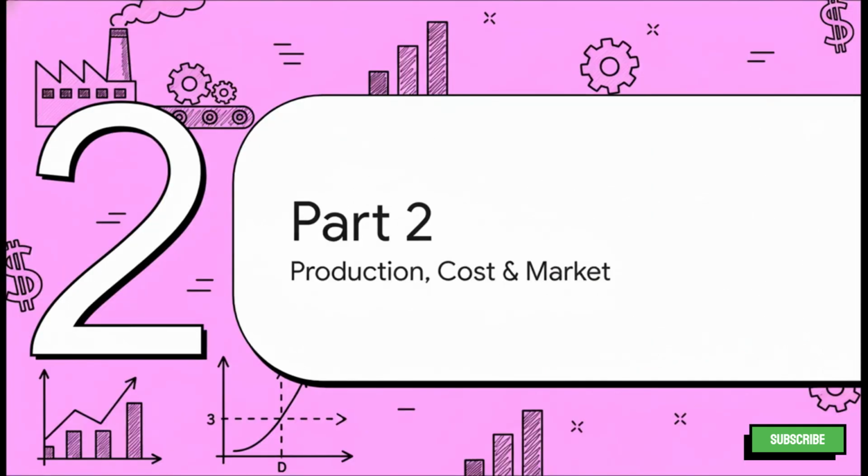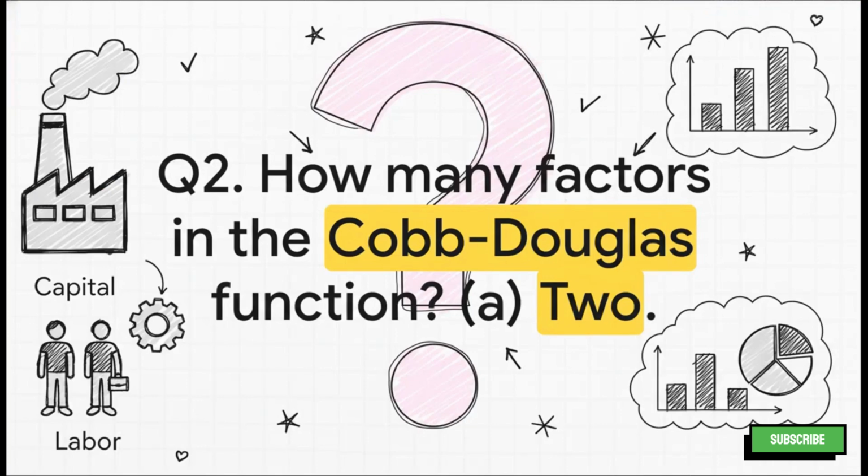Okay, let's switch gears now from the consumer to the producer. Our part 2 is production, cost, and market. Here, we'll look at questions related to production functions, costs, and how firms operate in the market. The first question in this section is about a famous economic model. How many primary factors of production are there in the Cobb-Douglas production function? The correct answer is 2.